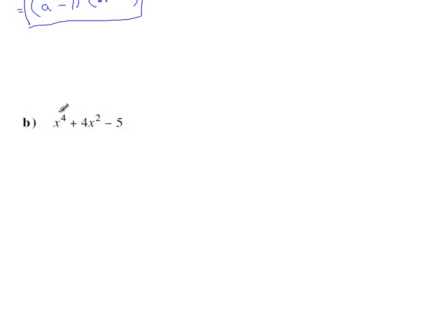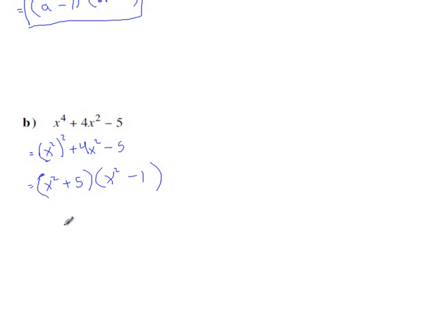Alright, part B. So again, I need to write this x to the fourth as something squared. So I'll write it as x squared squared plus 4x squared minus 5. So I see the pattern of something squared here. And since this first term has a coefficient of 1, I'm going to try factoring it directly. I know that x squared will be the first thing in each bracket. And for my number terms, I'm looking for a number that multiplies to get negative 5 and adds to get positive 4. So I need a negative and a positive number. The positive one has to be bigger. So positive 5 and negative 1 should work.